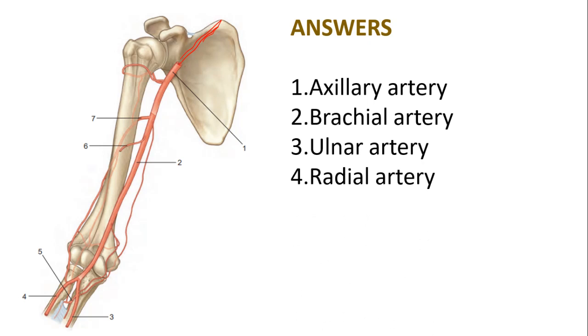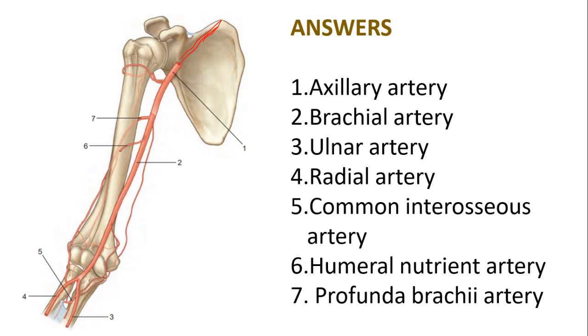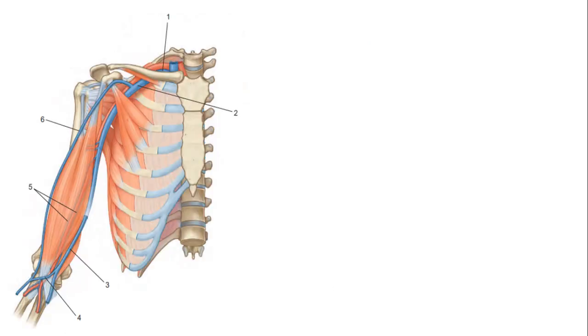Then when you look at 3, the ulnar artery in the cubital fossa, it will give rise to another artery, which is the common interosseous artery. Then we have other arteries like 6, which is the humeral nutrient artery, which is supplying the humerus, and then we have 7, which is the profunda brachii artery.